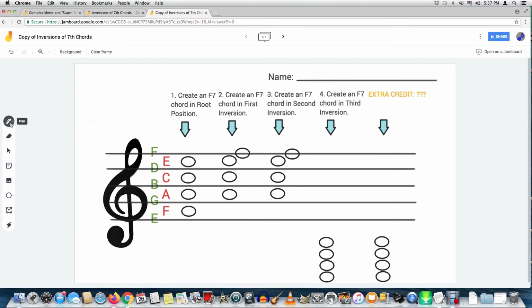I would have to move this A up to here, which means I would have to create a ledger line with my marker tool, holding down the shift key. And then I would have to take my select tool, the arrow tool, and drag my bottom note up to here. So we have ourselves a high A.